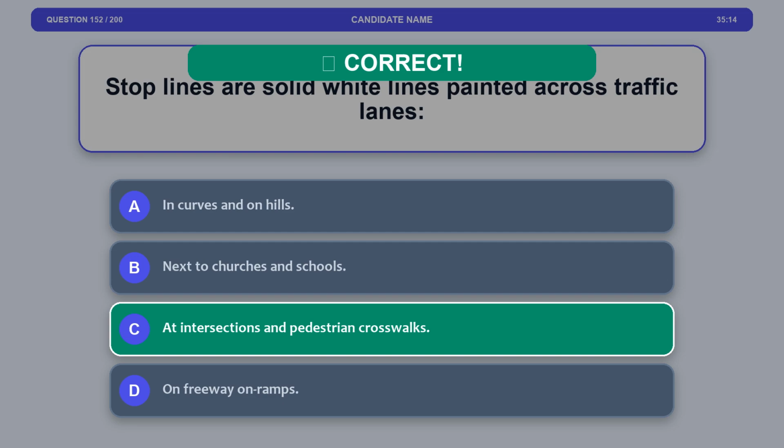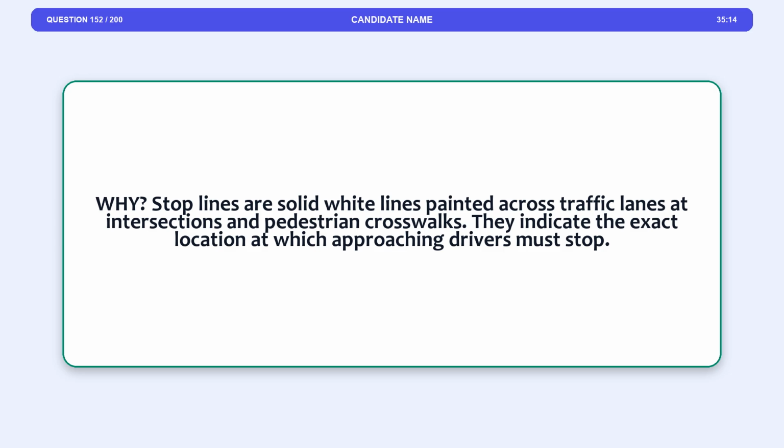The correct answer is option C, at intersections and pedestrian crosswalks. Explanation: stop lines are solid white lines painted across traffic lanes at intersections and pedestrian crosswalks. They indicate the exact location at which approaching drivers must stop.